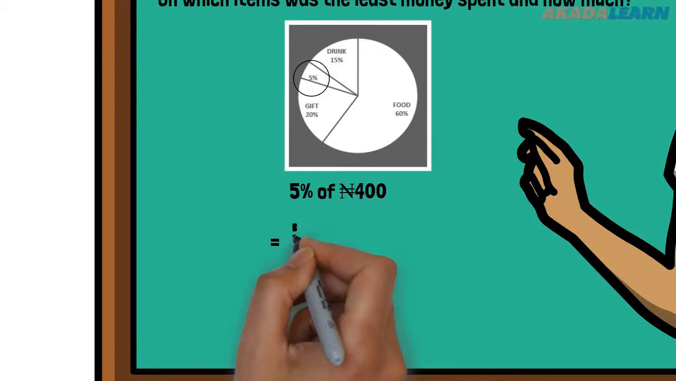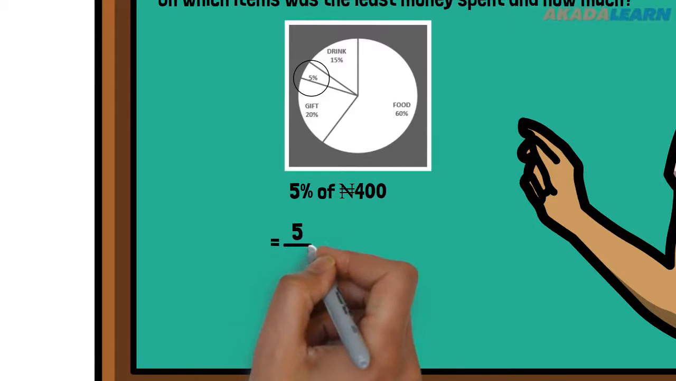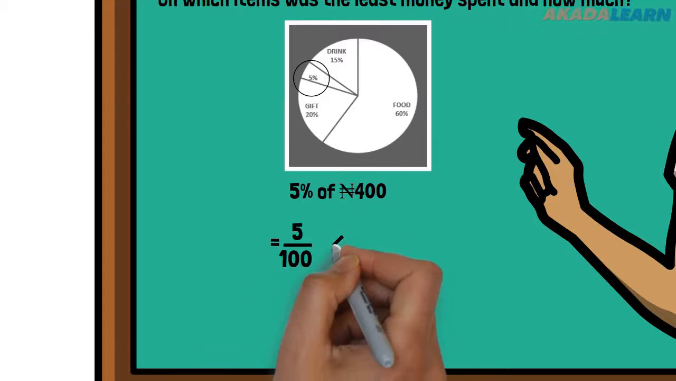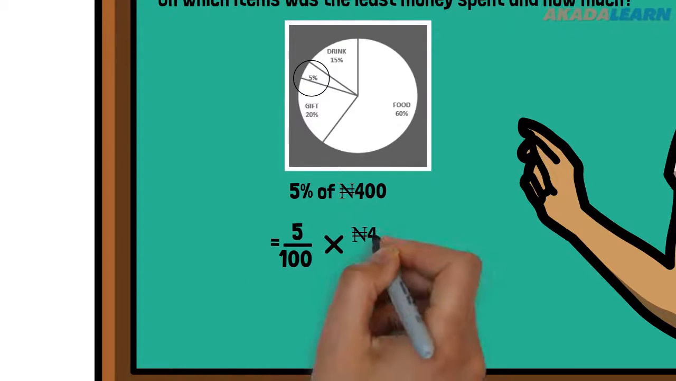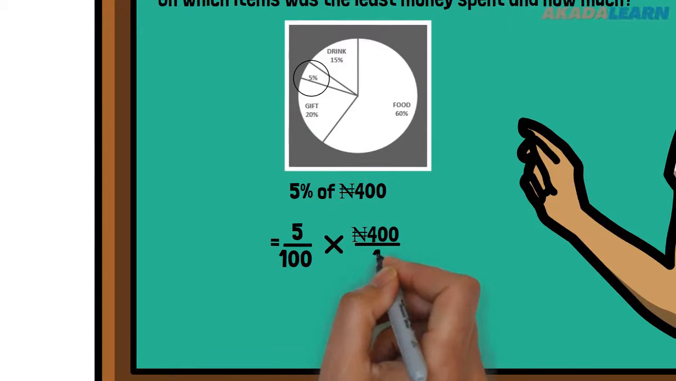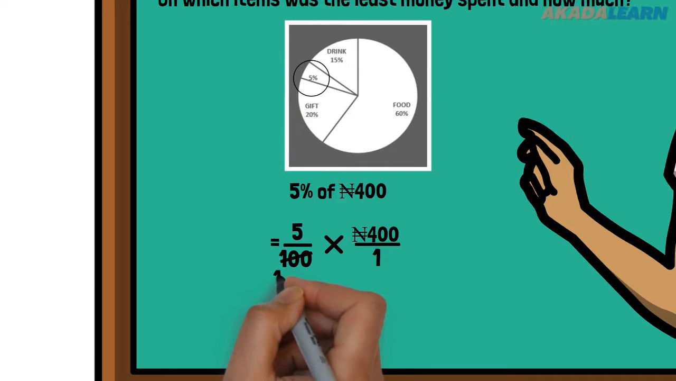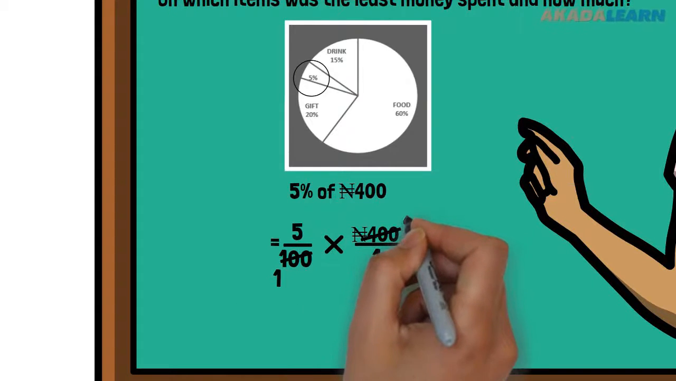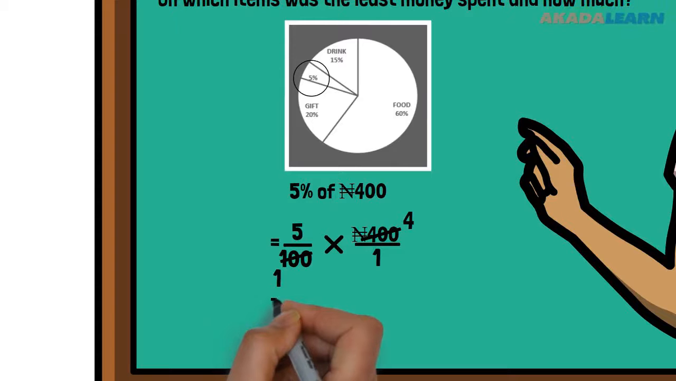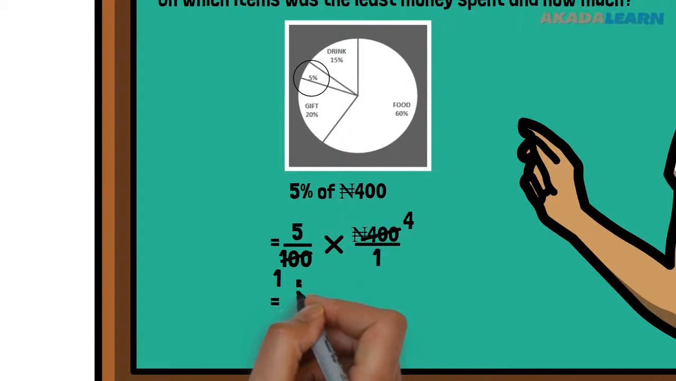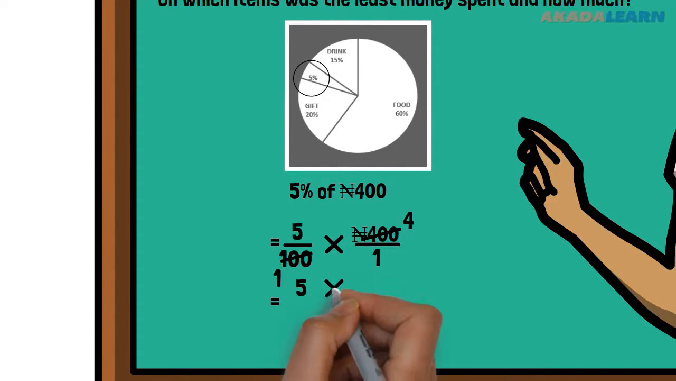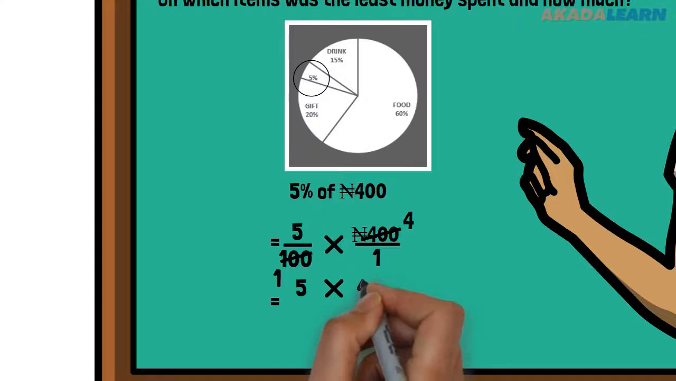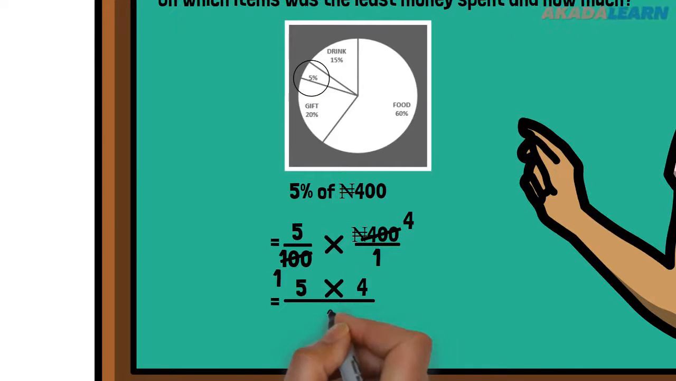That's equal to 5 over 100 times 400 over 1. 100 divided by 100, that's 1. 400 divided by 100, that is 4. So that's equal to 5 times 4 over 1, which gives us 20 naira, which is your final answer.